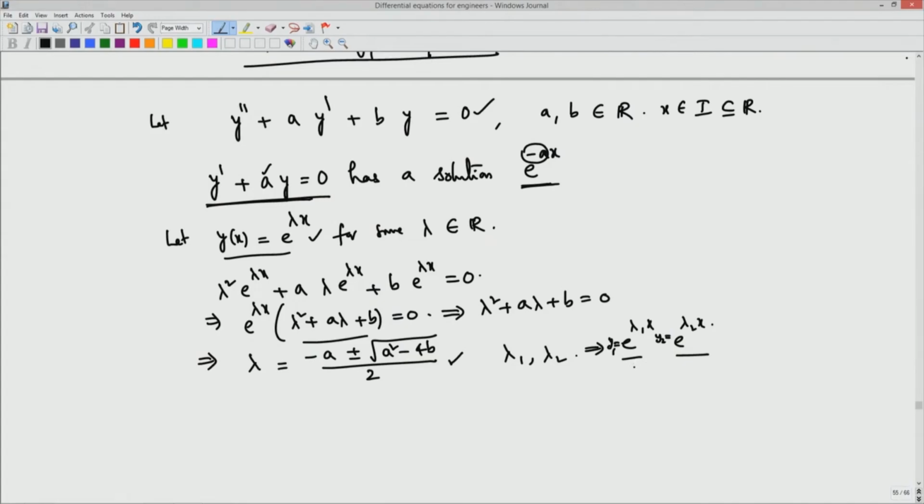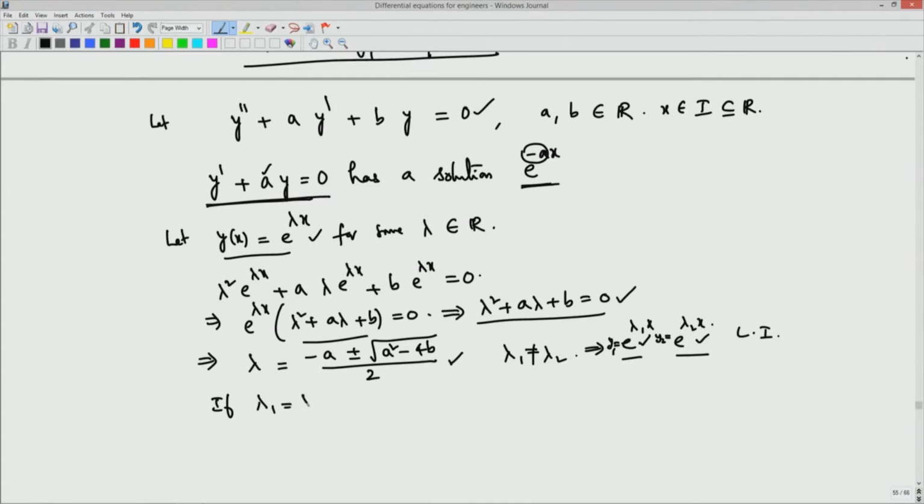What if lambda 1 equals lambda 2? There are only two cases: you have two roots, and either they are not the same, or they are the same. If lambda 1 and lambda 2 are not equal, you have two solutions, one is this, the other one is this, and they are clearly linearly independent, because y1 by y2 is not a constant if lambda 1 is not equal to lambda 2.